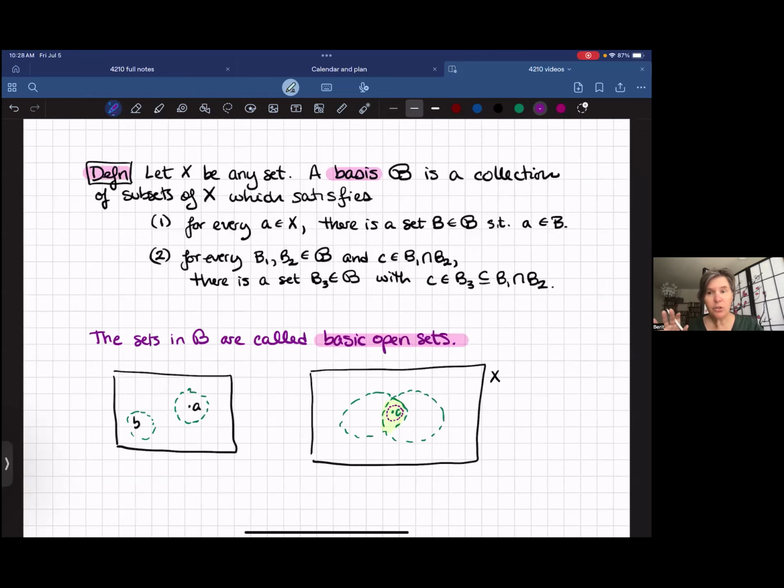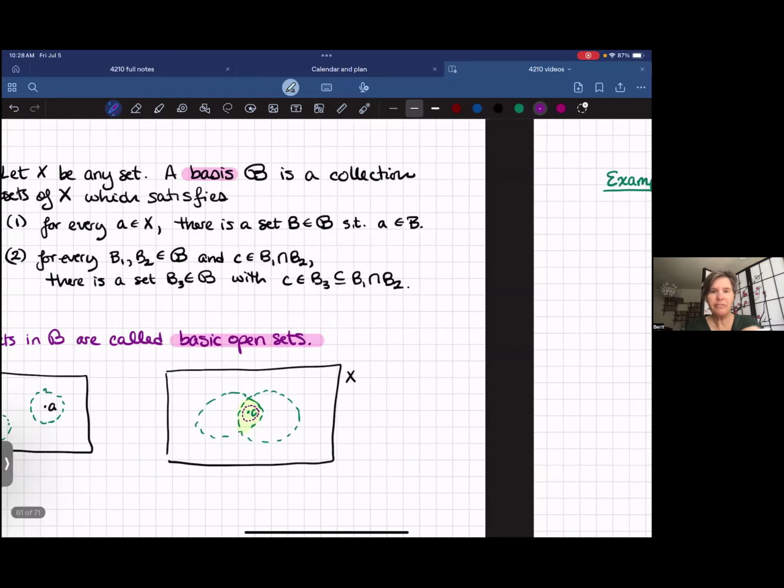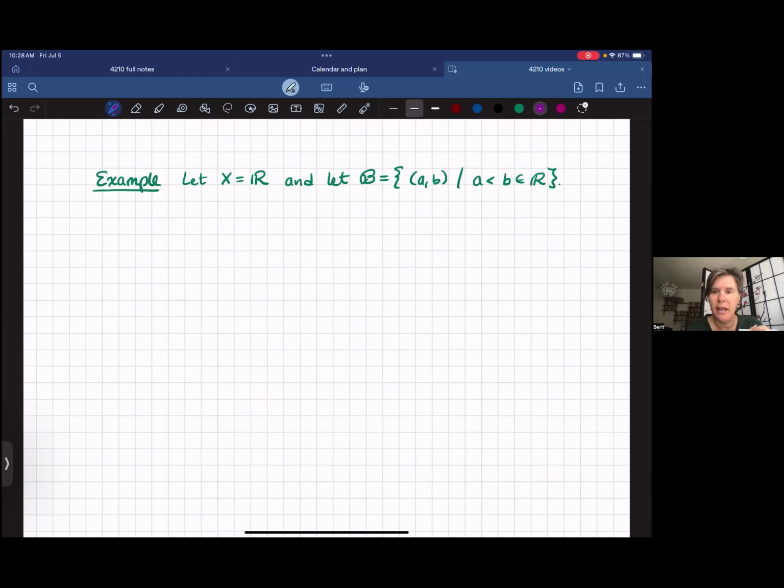Okay, let's do our first example of a basis. So our first example of a basis is to say, let's suppose we have all real numbers, and our basis is going to be the collection of sets that are in the form of open intervals, a comma b. So the set of all points greater than a, less than b, where a and b are some real numbers. Okay, so my space is a number line in this case. It's the real number line.